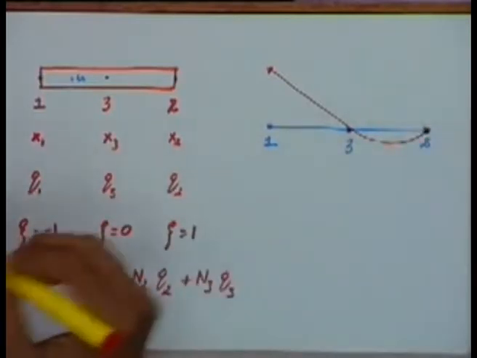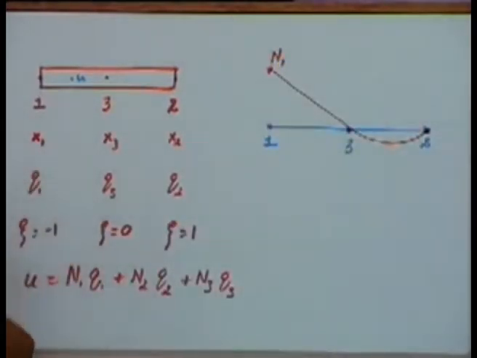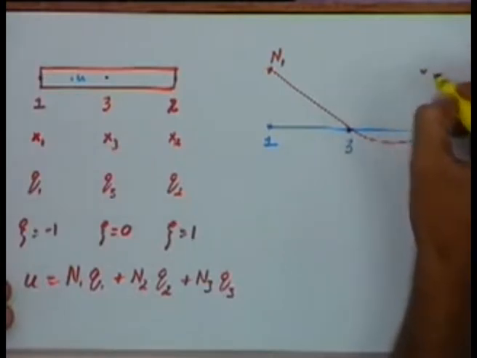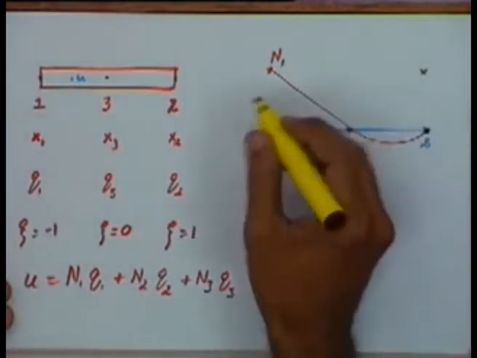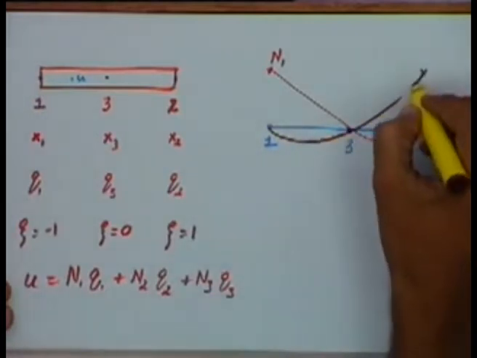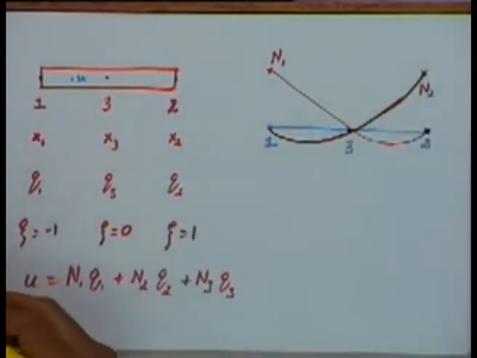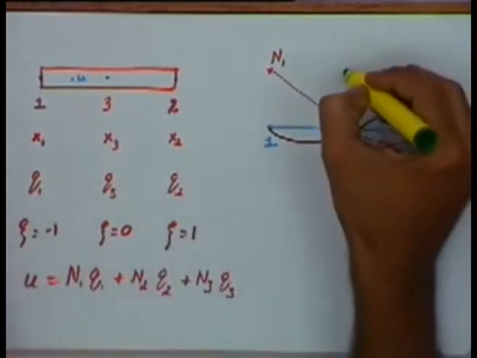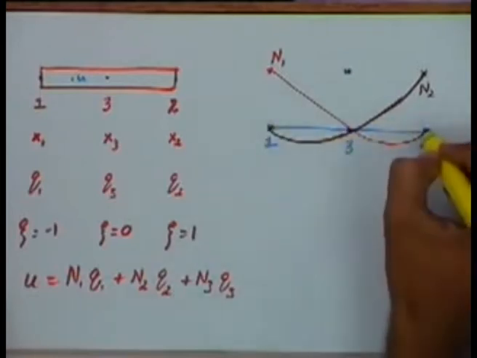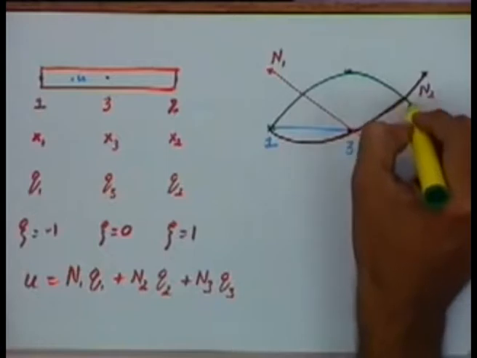Similarly, this is n1. If I talk of n2, it has to be 1 here and 0 at both these points. It will be symmetrical to this curve, and it will look something like this. And this is n2. And n3 has to be 1 here and 0 at both these locations, so n3 would look something like this.